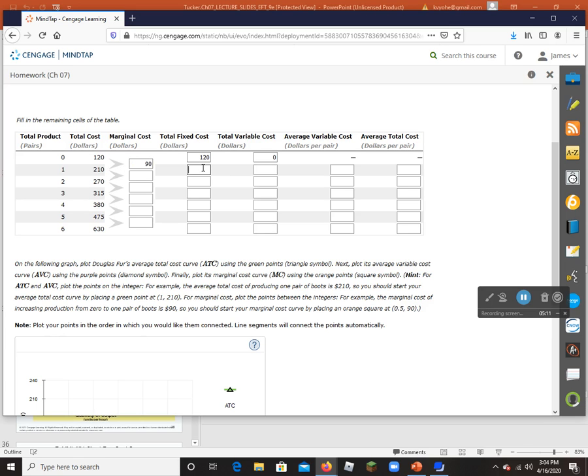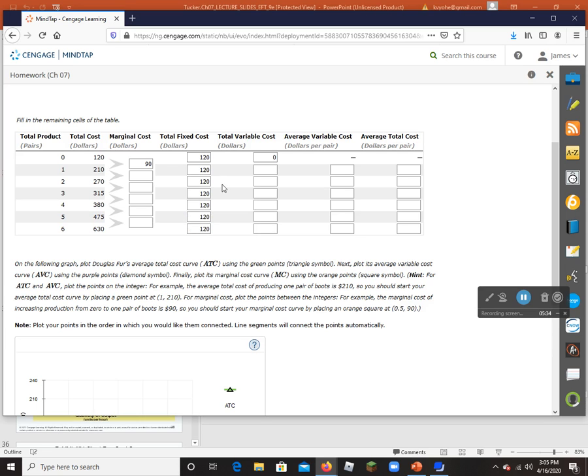Now, once you've got total fixed costs, those don't change. So we're going to just go through here, and we're going to put 120 in each total fixed cost box, because they don't change with output. That's our rent on the building. No matter how many pizzas we make, you still have to pay $120 a month in rent.